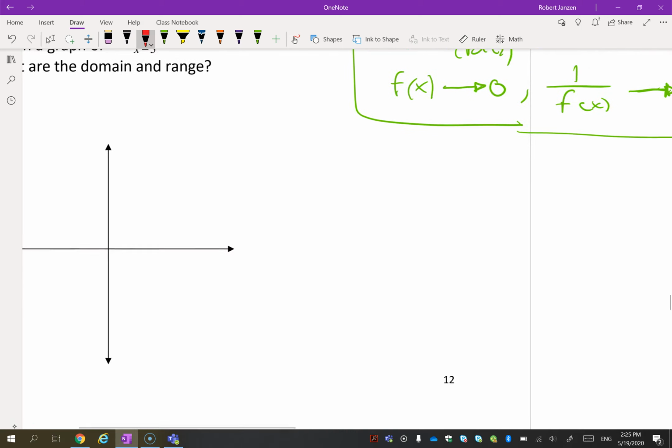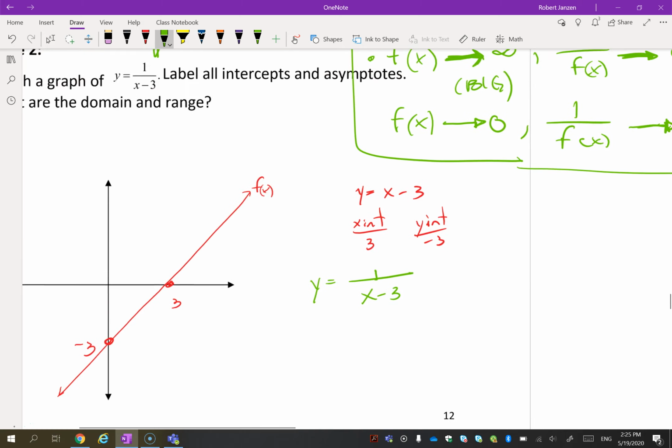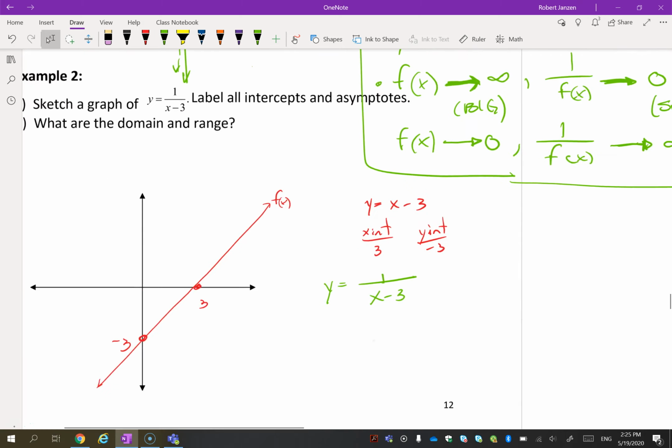Let's start by graphing y equals x minus 3. The x-intercept is 3. The y-intercept is negative 3. That's f of x. We now want to do 1 over x minus 3. Okay, we want to do 1 over f of x. Okay, step 1. What's step 1?